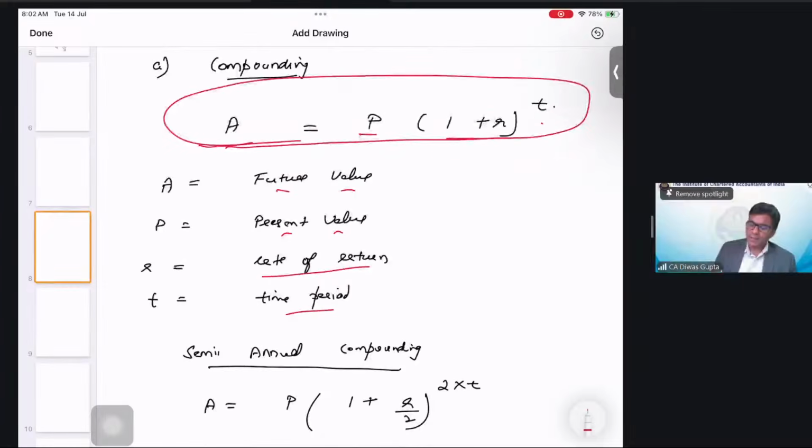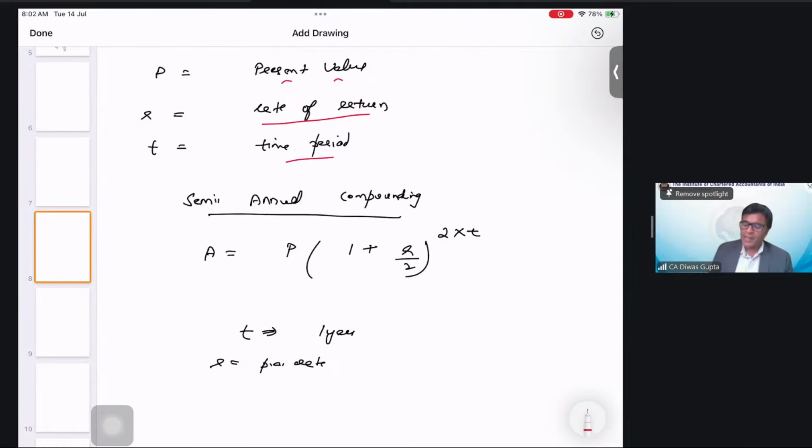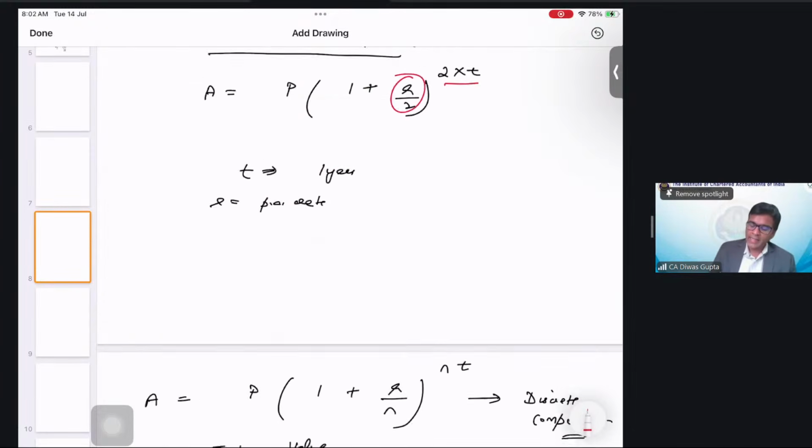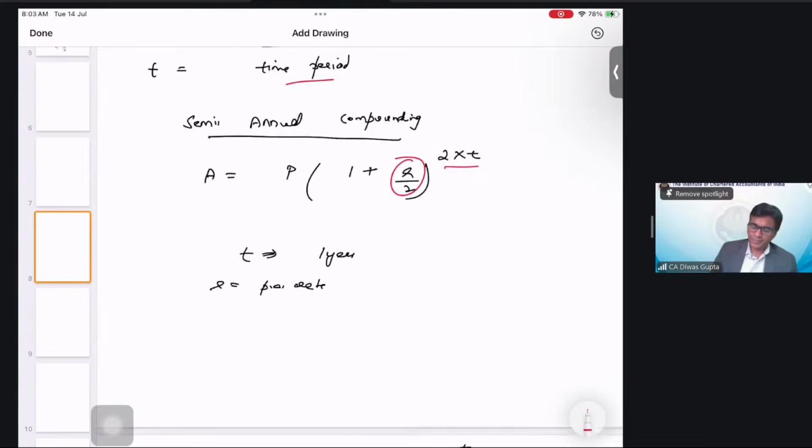Semi annual compounding means that compounding happens twice a year. So this is going to be 1 plus r by 2 raised to the power 2 multiplied by t. And t is going to be 1 year and r is equal to the rate per annum.